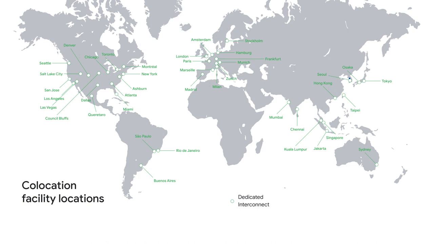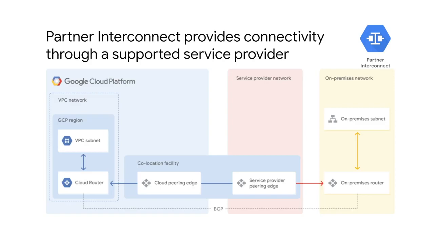Now, you might look at this map and say, well, I am nowhere near one of these locations. That's when you want to consider Partner Interconnect. Partner Interconnect provides connectivity between your on-premise network and your VPC network through a supported service provider. This is useful if your data center is in a physical location that cannot reach a Dedicated Interconnect colocation facility, or if your data needs don't warrant a Dedicated Interconnect.